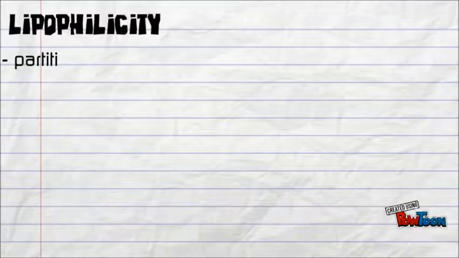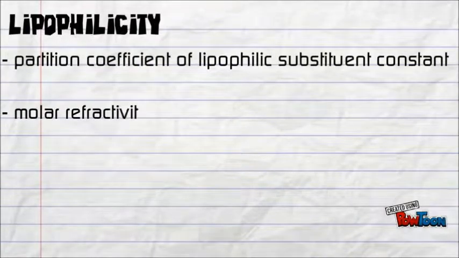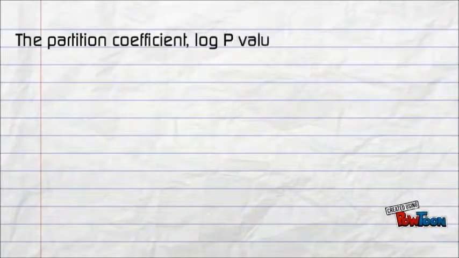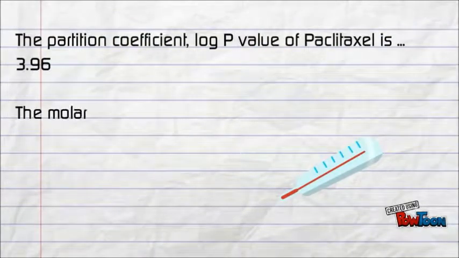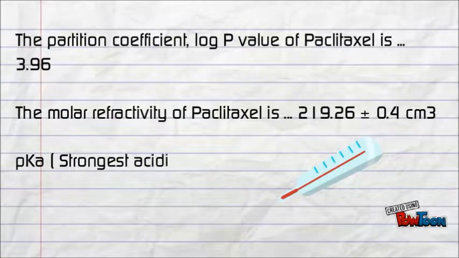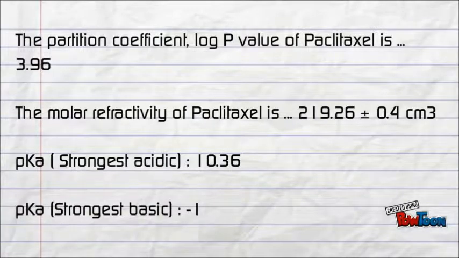Now it's for lipophilicity part. Lipophilicity includes all the 4 points: log P, molar refractivity, pKa, and percent ionization at pH 7.4. The log P is 3.96, molar refractivity is 219.26 plus minus 0.4 cm3, pKa at strongest acidic 10.36, and pKa at strongest basic is -1.